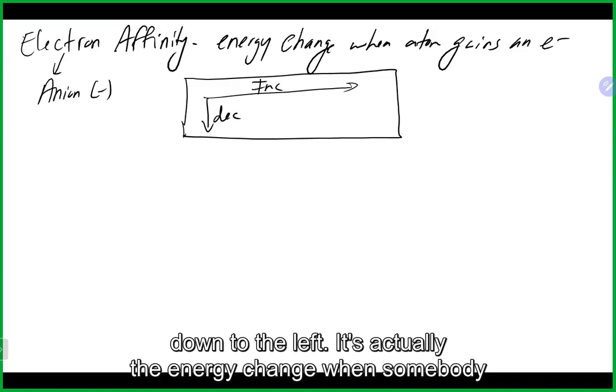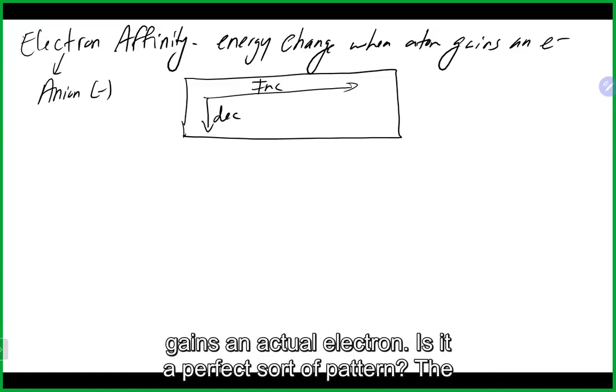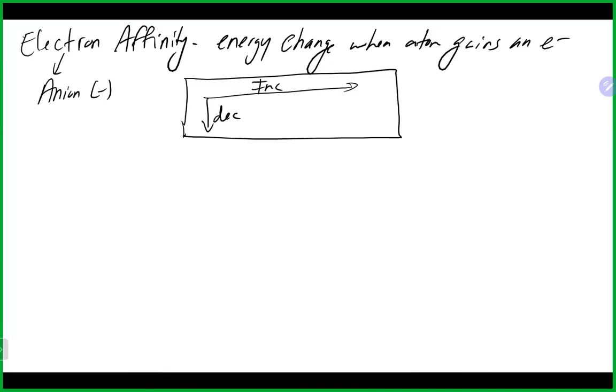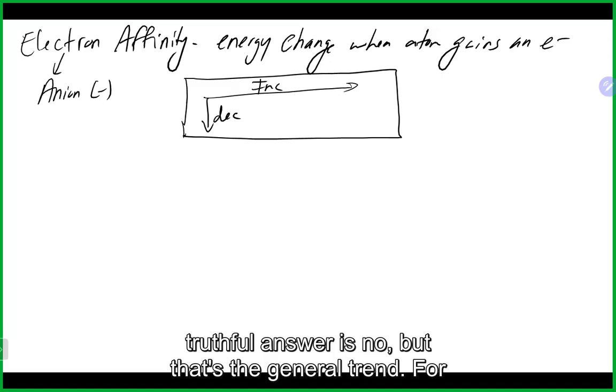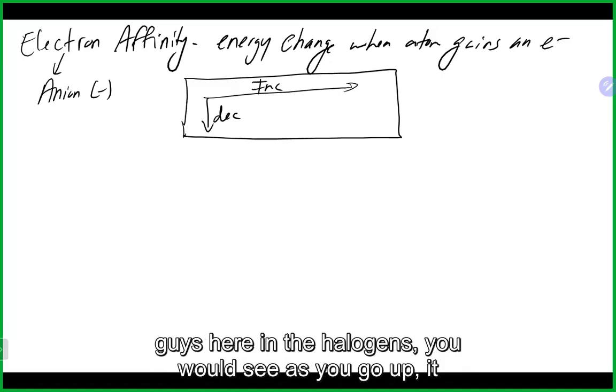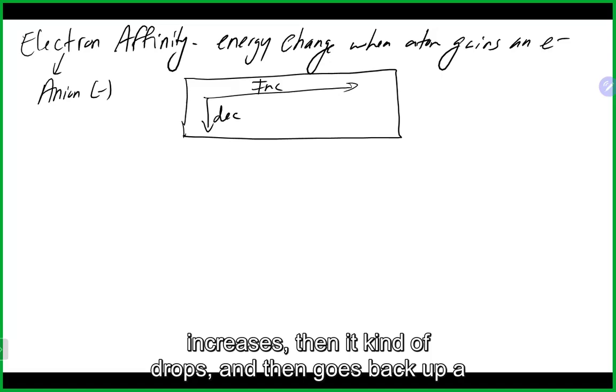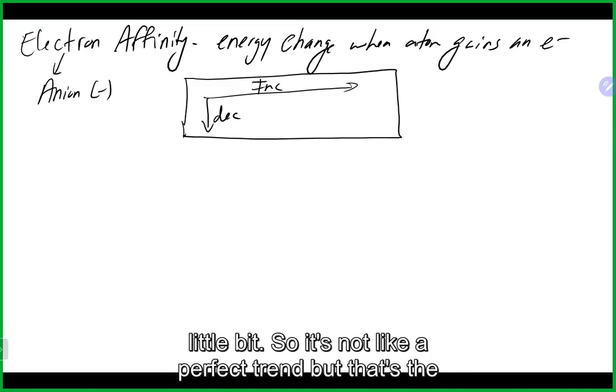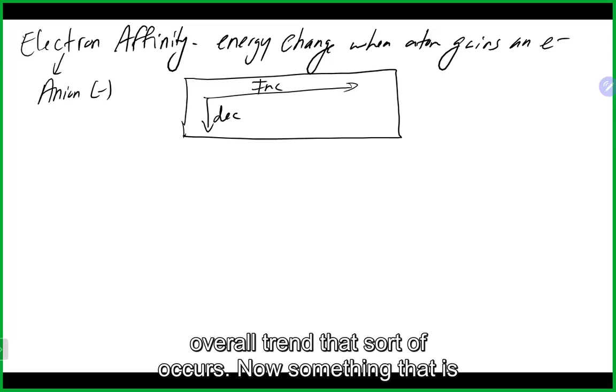It's actually the energy change when somebody gains an actual electron. Is it a perfect pattern? The truthful answer is no, but that's the general trend. For example, if you were to look at the energy change for all these guys here in the halogens, you would see as you go up, it increases, then it kind of drops and then goes back up a little bit. So it's not a perfect trend, but that's the overall trend that occurs.